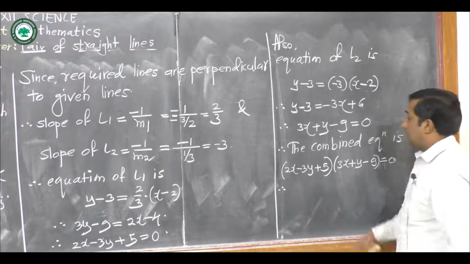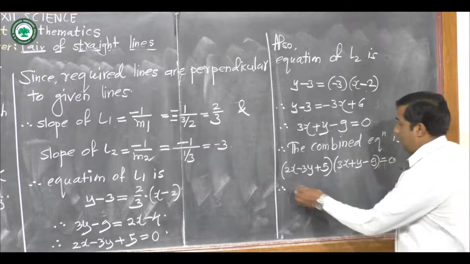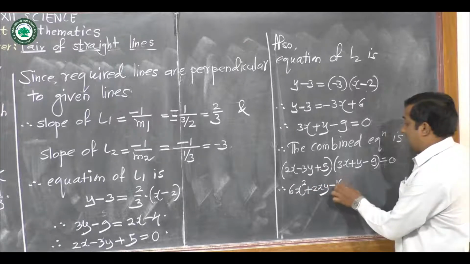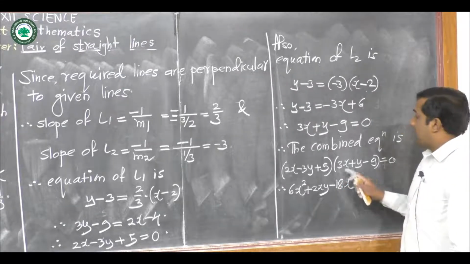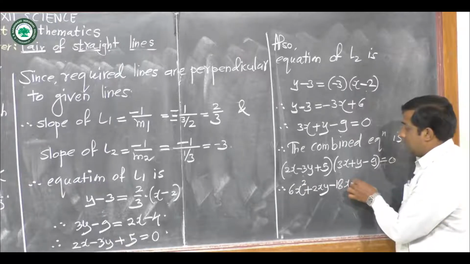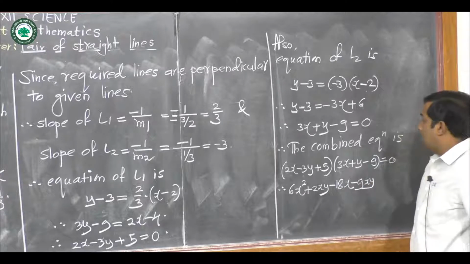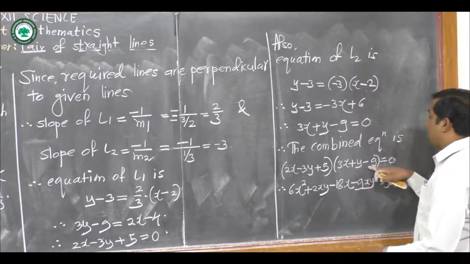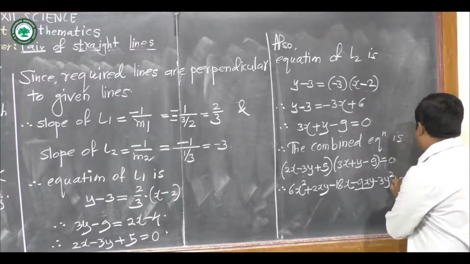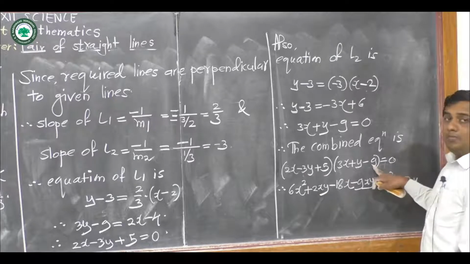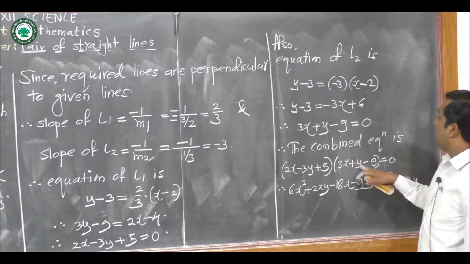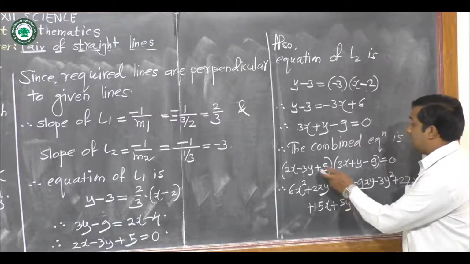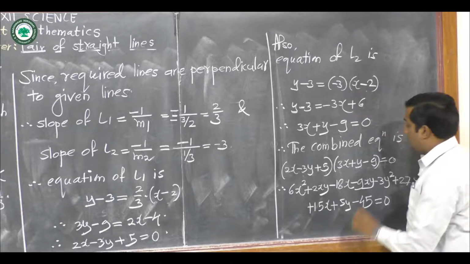Let's multiply this bracket by 2x first. If we multiply, we get 6x square plus 2xy, then minus 18x. Now we multiply this bracket by minus 3y. We get minus 9xy, then minus 3y square, and lastly minus 3y into minus 9 is plus 27y, since minus 3 into minus 9 is plus 27. And lastly, we multiply this bracket by 5. Here I write plus 15x plus 5y minus 5 into 9 is 45, is equal to 0.